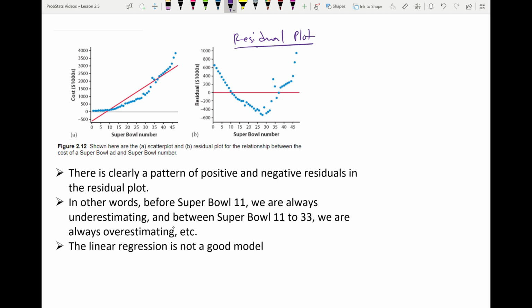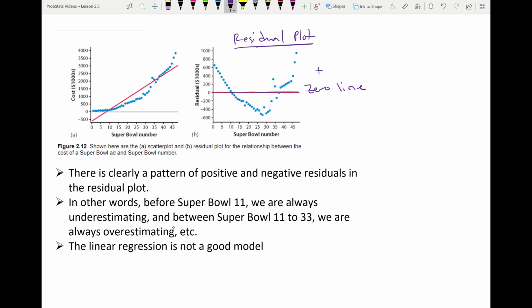And notice that on the residual plot you have your zero line, right? This is where we have perfect predictions, where there are no residuals. So if a dot is located on the zero line, that means we made a perfect prediction. If a dot is located above the zero line, that is a positive residual, which means that we underestimated. If it's a negative residual, that means we overestimated.